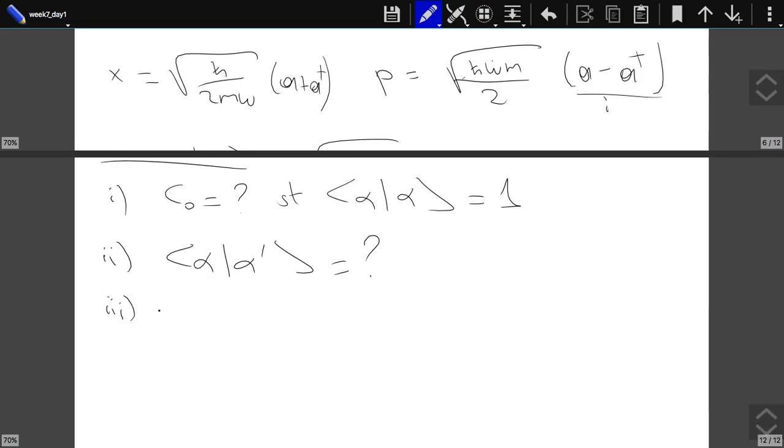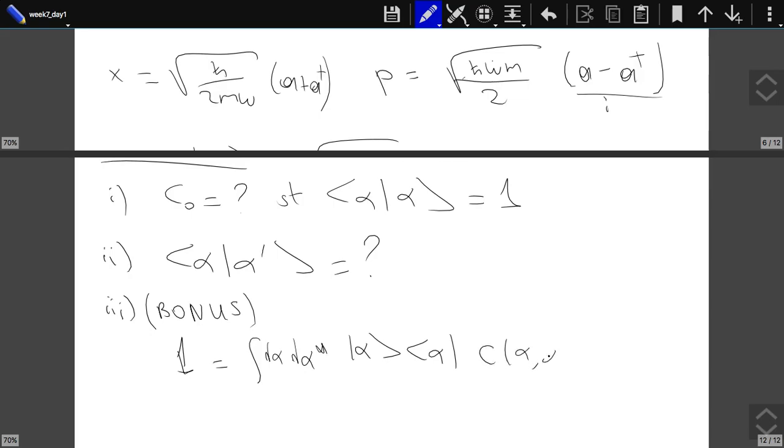Well, this will be kind of, let's say, bonus. You see, they are not orthogonal to each other. There are too many of them, but they are still complete, in the sense that I can write the identity as a sum of these alpha kets. I should integrate over the alpha and the alpha star if I'm not wrong. And there should be some coefficients, alpha and alpha star over there.